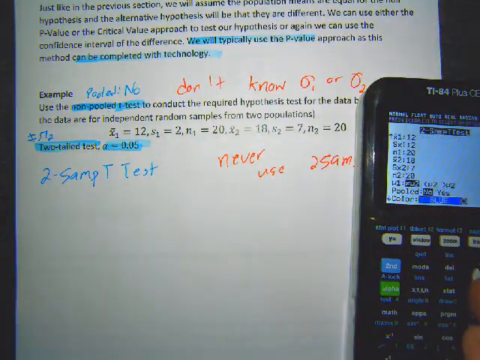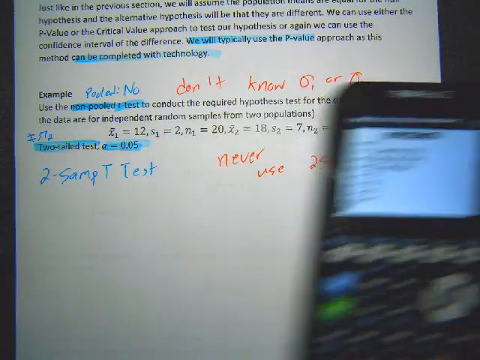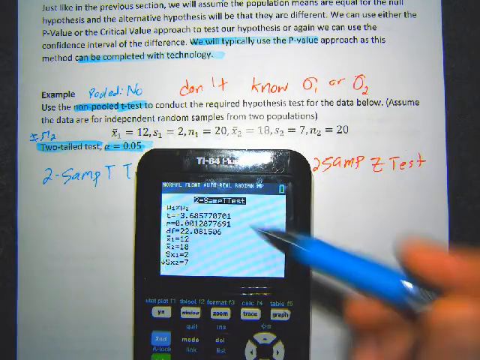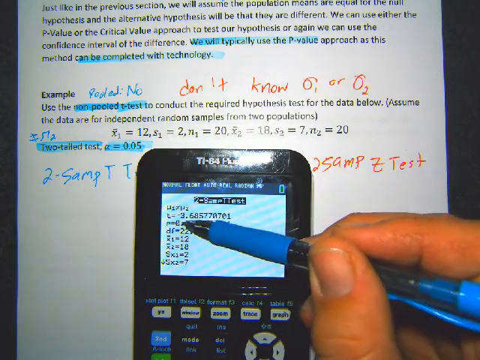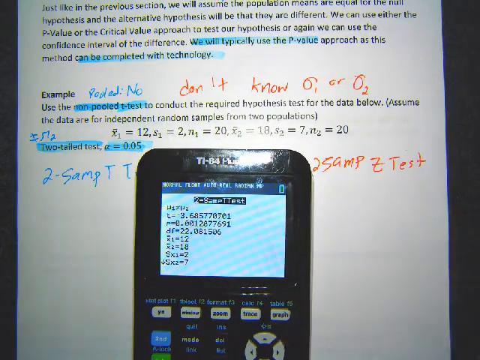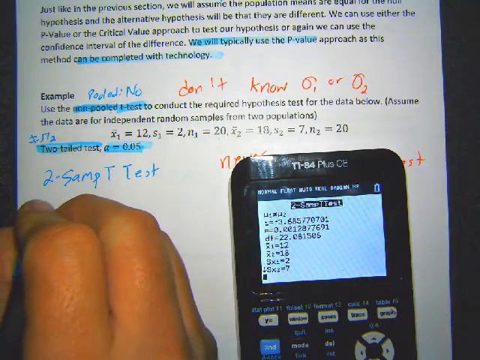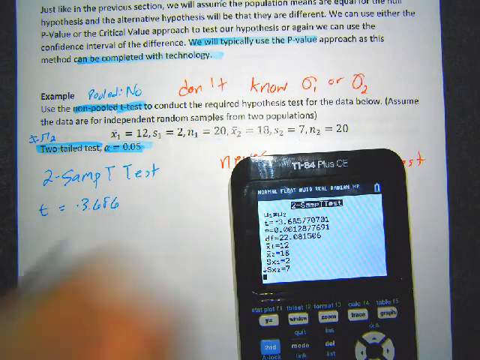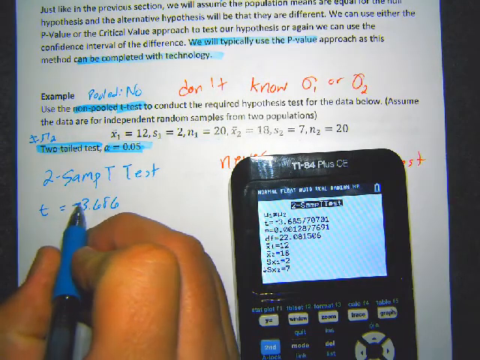Okay, so running that, we hit calculate. So it puts that all in there, and it gives us our information. So we can see that it gives us the t-score. This is the test statistic for this. So the results, it gives us your t-score, which is negative 3.686 if you run that. That's a really far t-score.